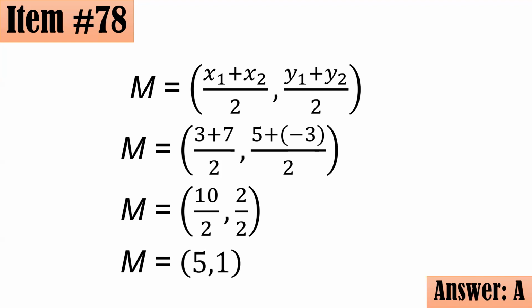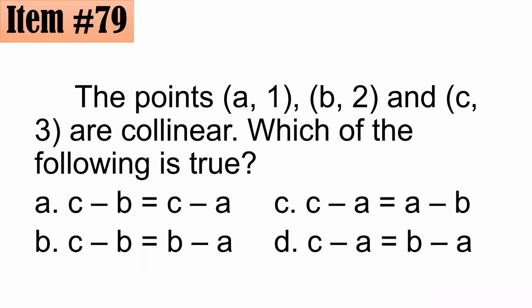79. I hope it's clear. The points A1, B2, and C3 are collinear. Which of the following is true? Which of the choices is your answer? Did you go for A, B, C, or D?